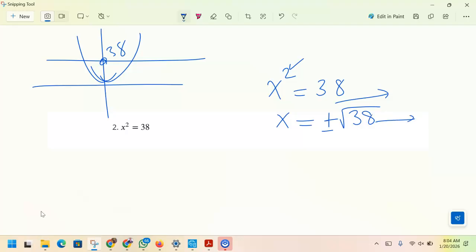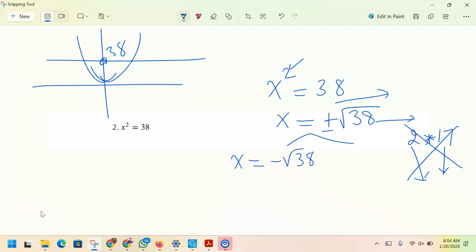Now, the question is, can we reduce to the lower form? The only way you can write it is 2 times 17. And you can say none of this is a perfect square. So we can't do anything about it, and just write two answers. One of the answers is plus square root of 38, and the other answer is minus square root of 38.